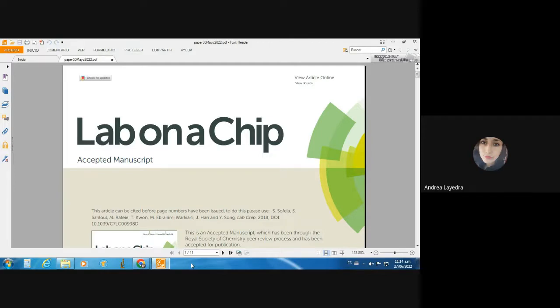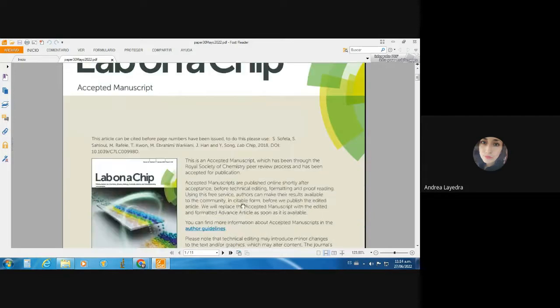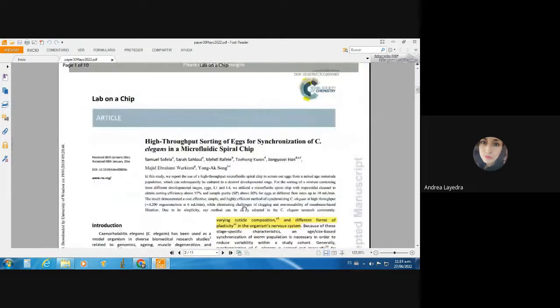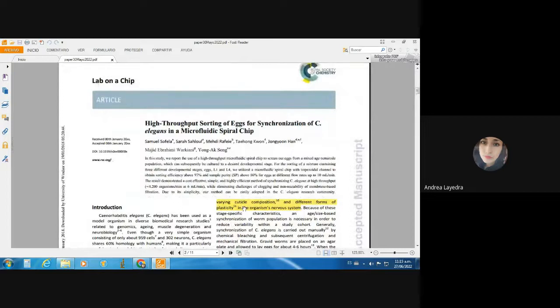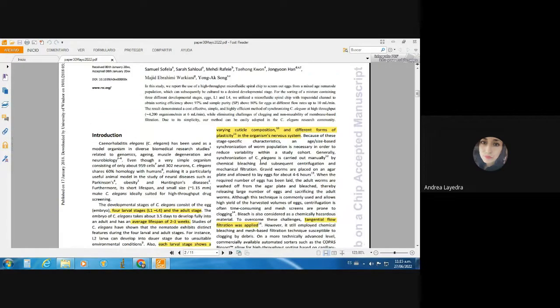Today I will talk about this article called High Throughput Sorting of Eggs for Synchronization of C. elegans in a Microfluidic Spiral Chip. To realize different experiments, it's important to use worms in a specific stage. For these reasons, the synchronization is necessary. The ordinary techniques use chemical compounds to kill adults and leave only eggs. However, that could modify the posterior worm behavior.